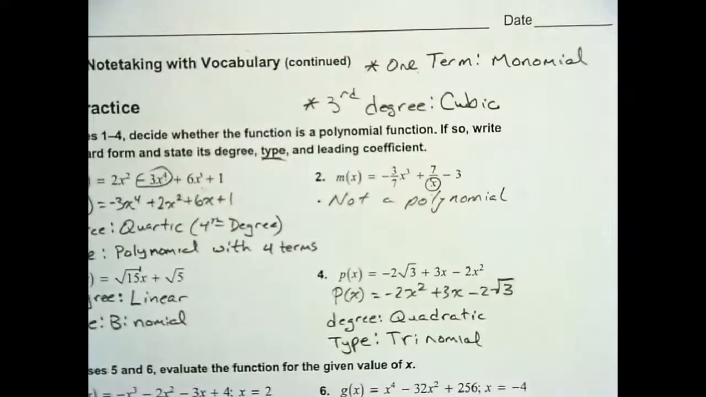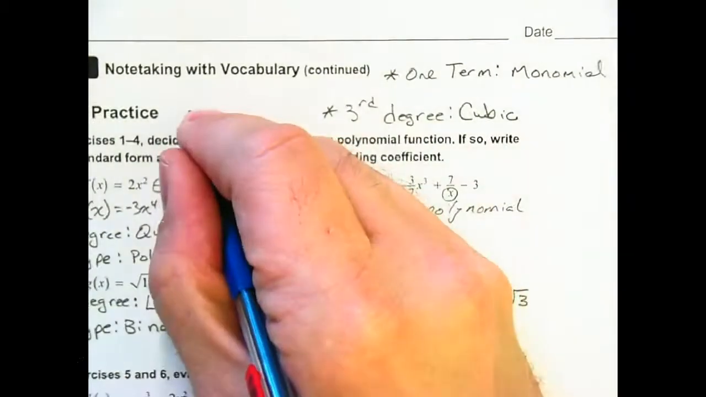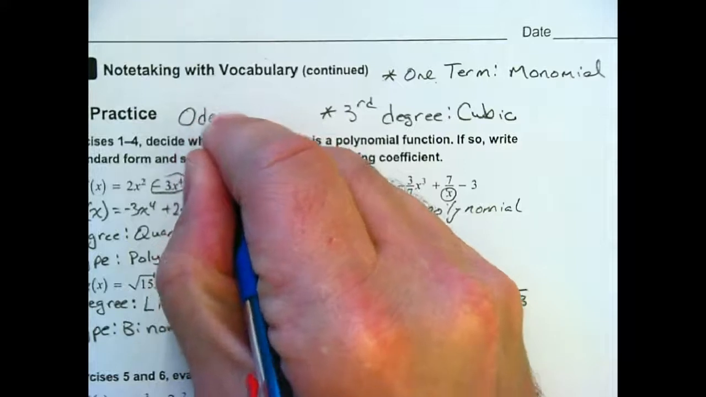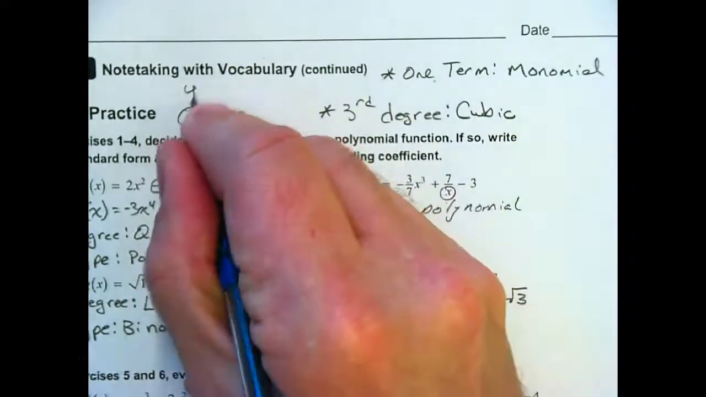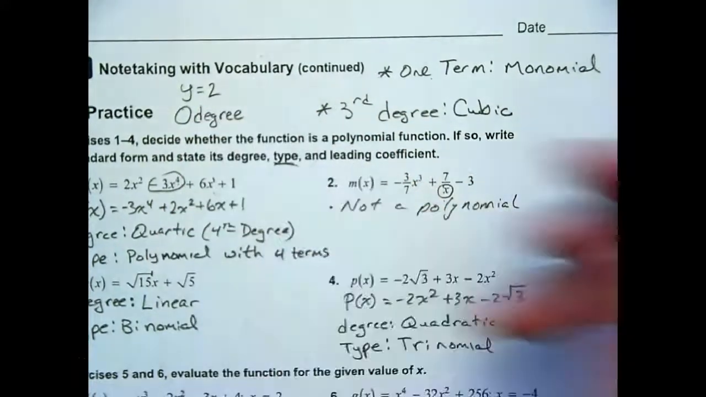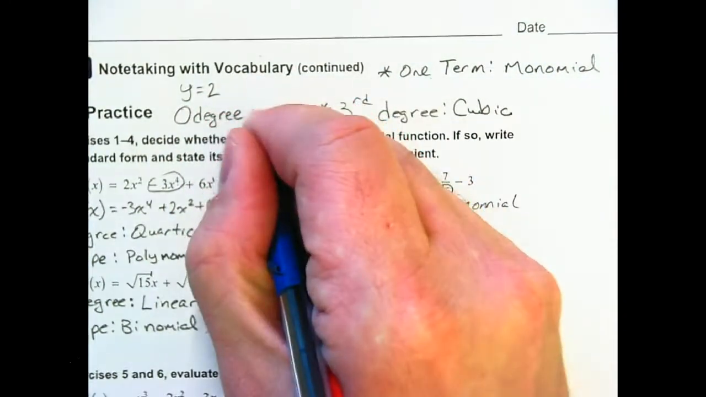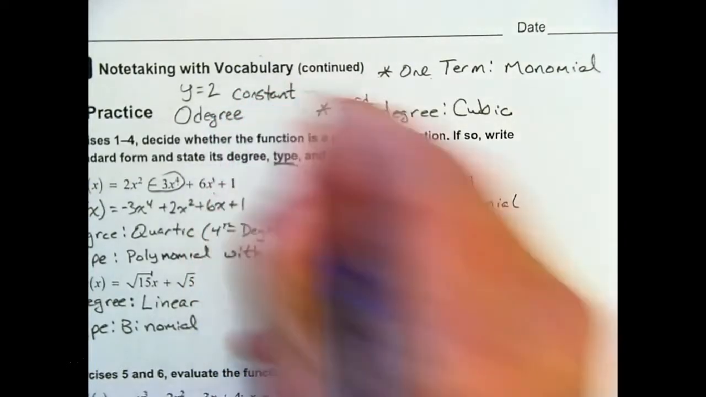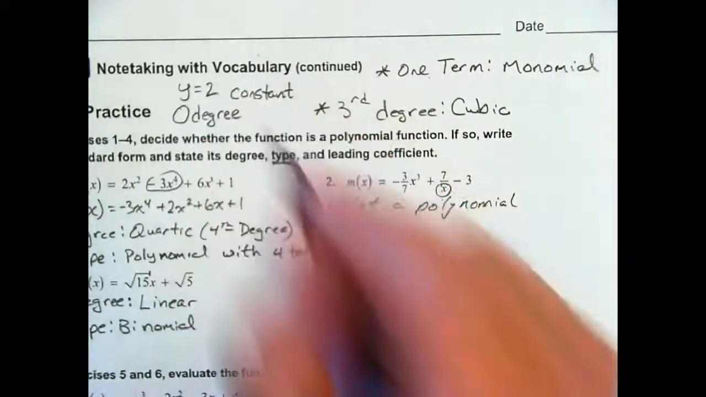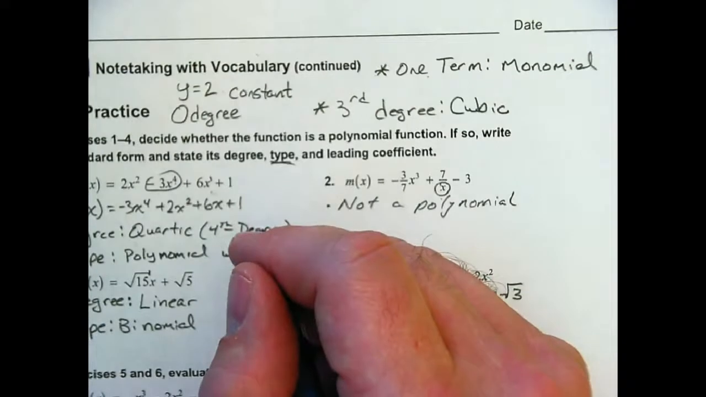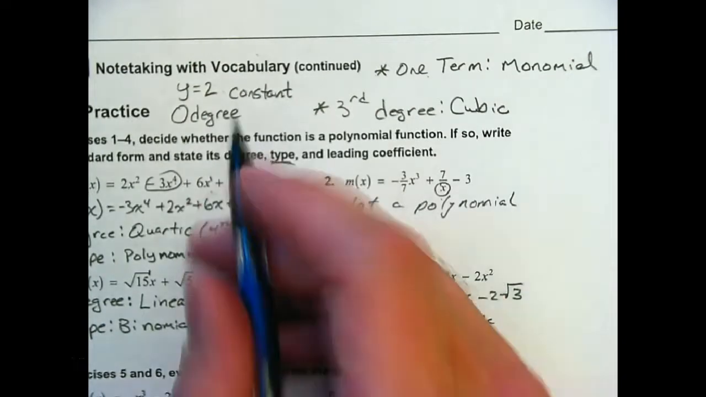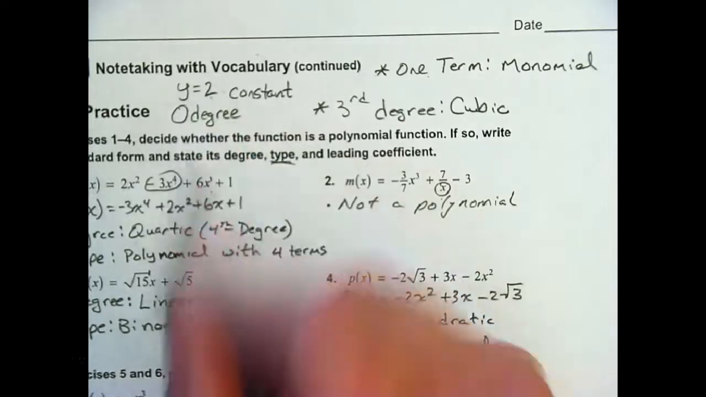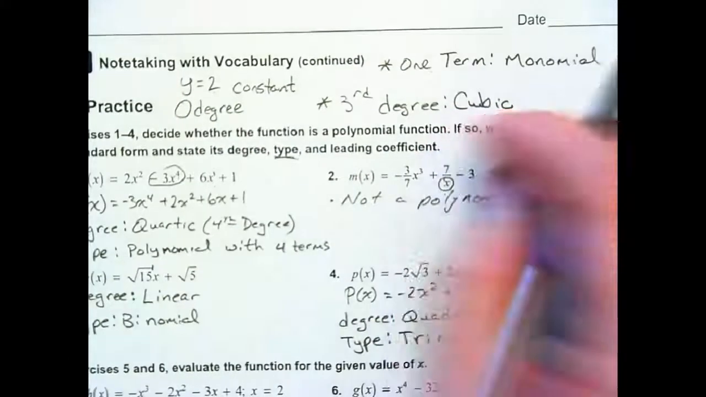One other thing in terms of degree. If you have a 0 degree, meaning x is gone, and it's just like y equals 2 or 7, that is called a constant. Constant is where you just have a constant term. No x's. All right. Any questions there?